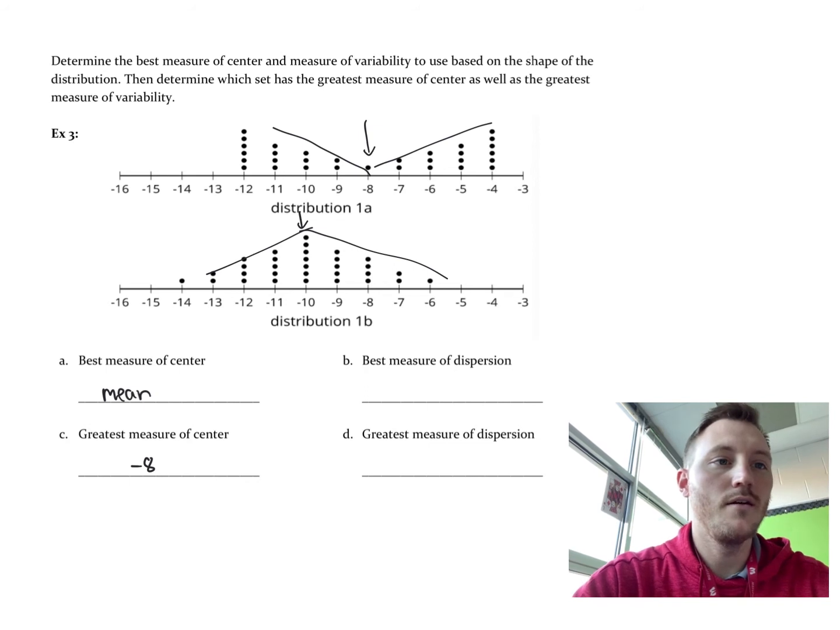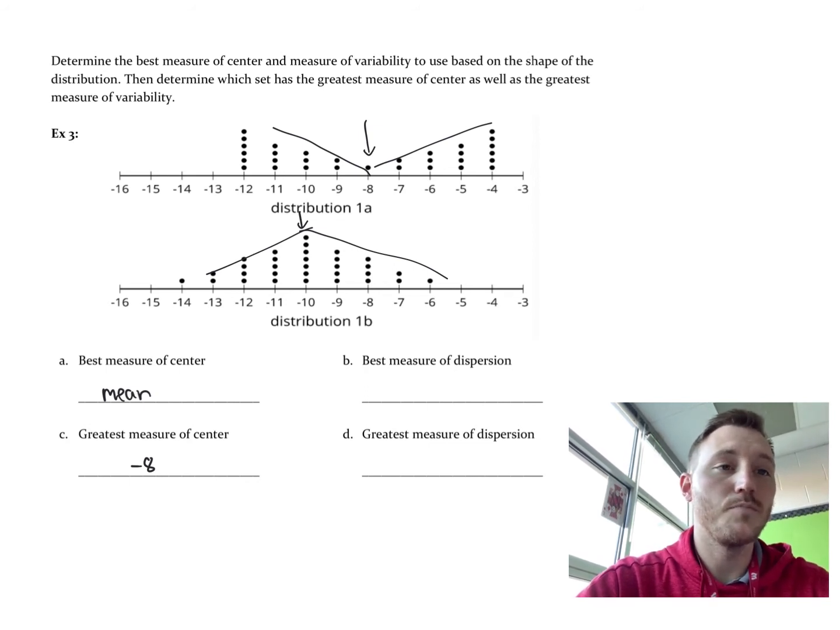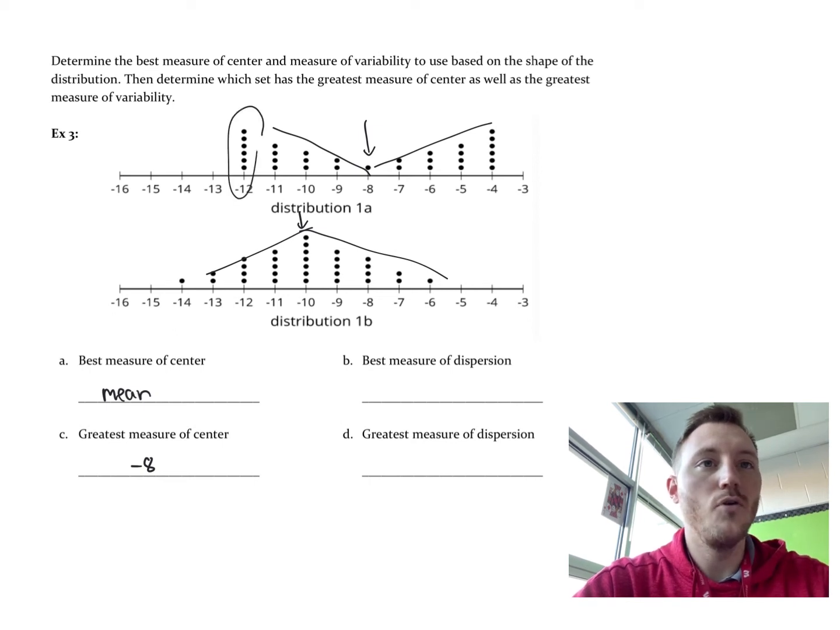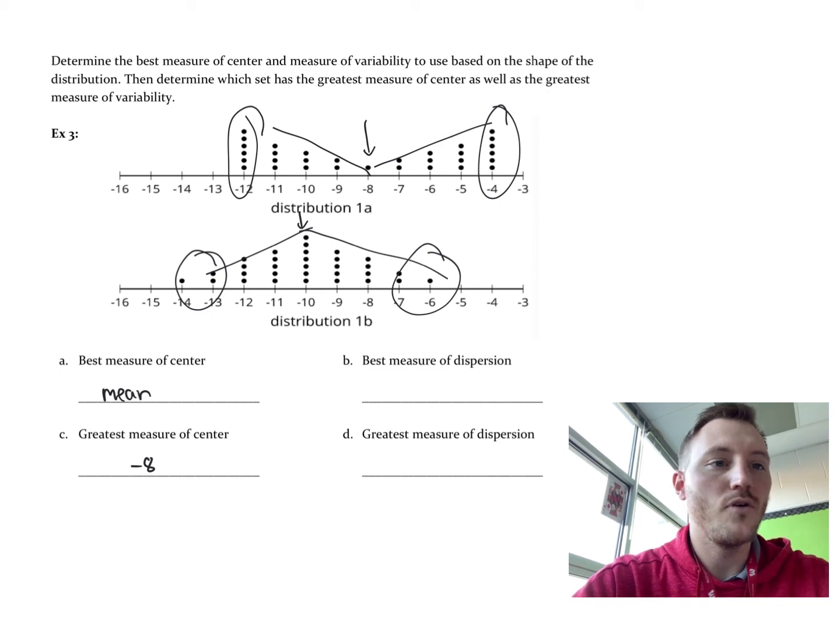The greatest measure of dispersion, well, I can see that most of my data lies out here, while a lot less of my data lies here. So I'm going to say the greatest measure of dispersion is 1A.